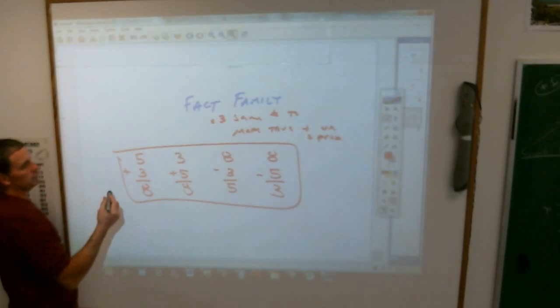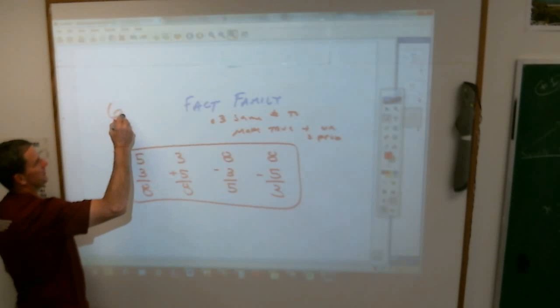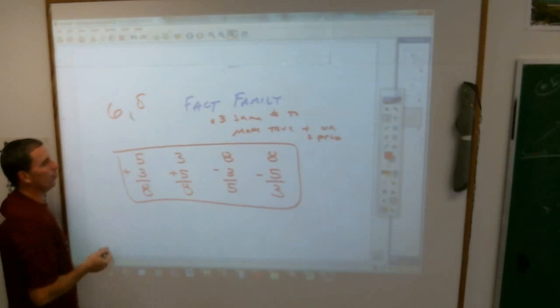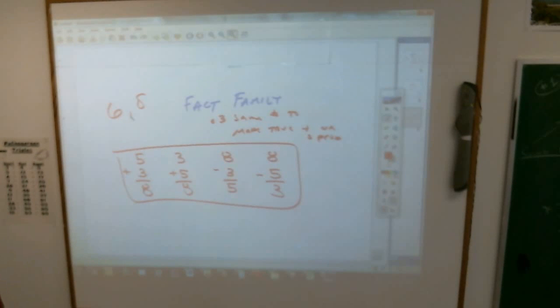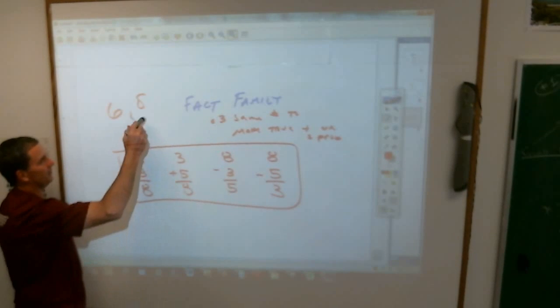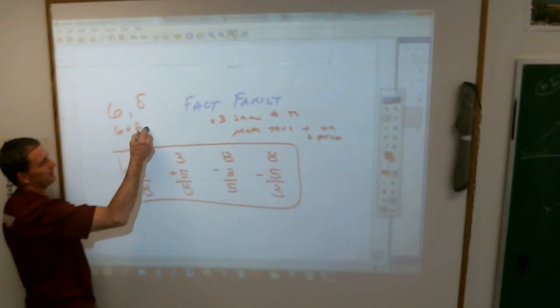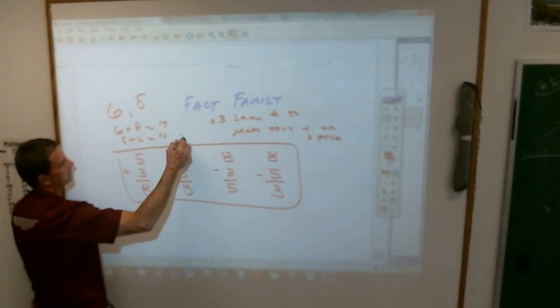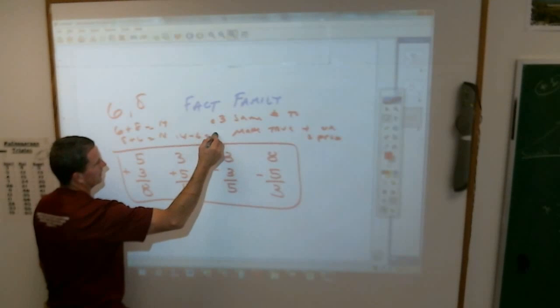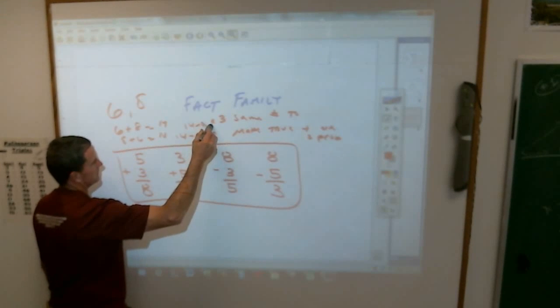They might also give you something like this. If you have 6 and 8, what third number would make a fact family? By the way, there's about 4 different answers there. Most obvious, maybe, is, Abram? 14. Why? Because 6 plus 8 is 14. 8 plus 6 is 14. 14 minus 6 is 8. 14 minus 8 is 6.